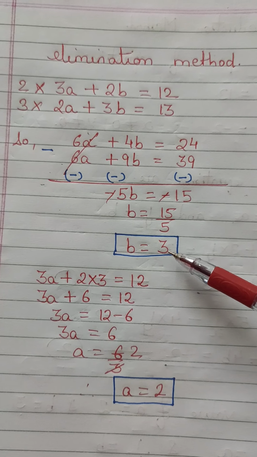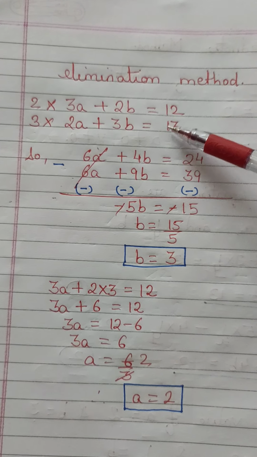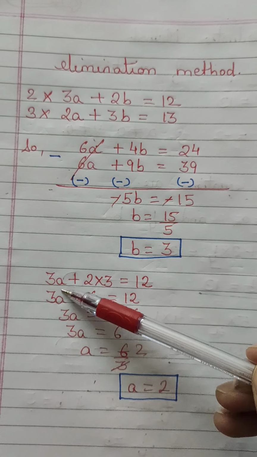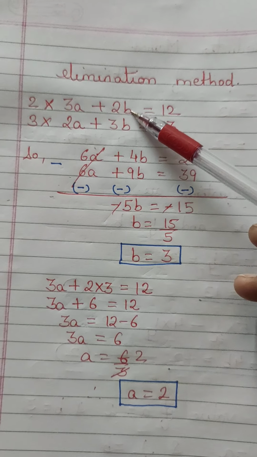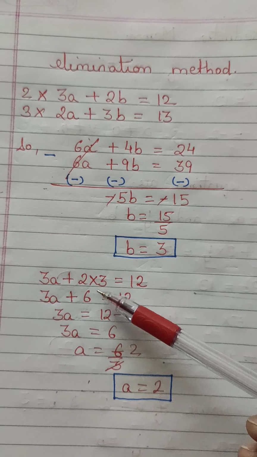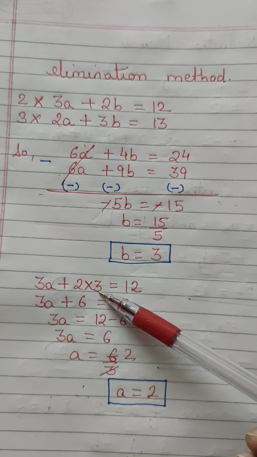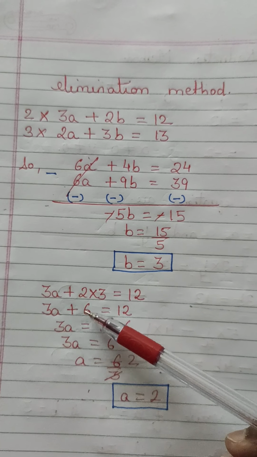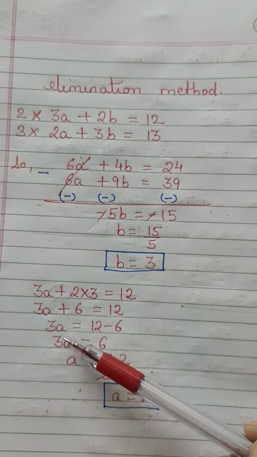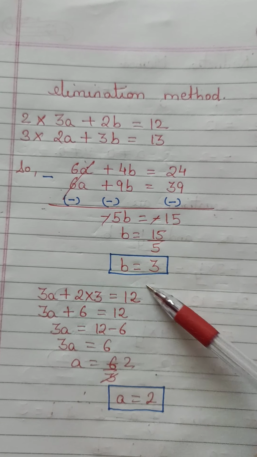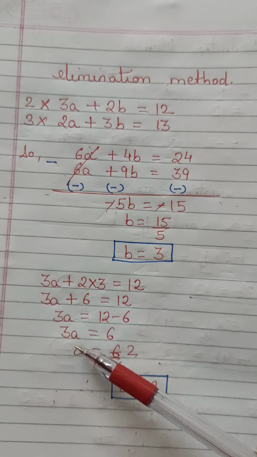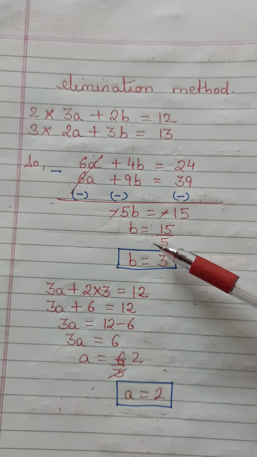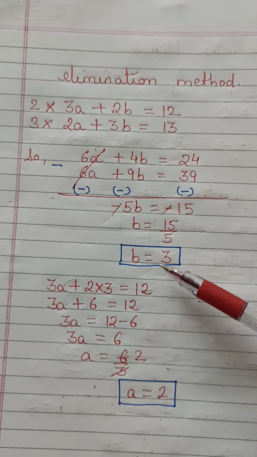Now I'll substitute the value of b in any one of the equations. So I'll substitute it in equation number 1. So I have 3a plus 2b, but instead of b I have written what? 3. I have substituted the value of b over here. So 2 into 3 is equal to 12. 3a plus 6 is equal to 12. 3a is equal to 12. 6 is transposed to the RHS. 3a is equal to 6. The value of a is equal to 2. So in this way, I've got the value of a and b.